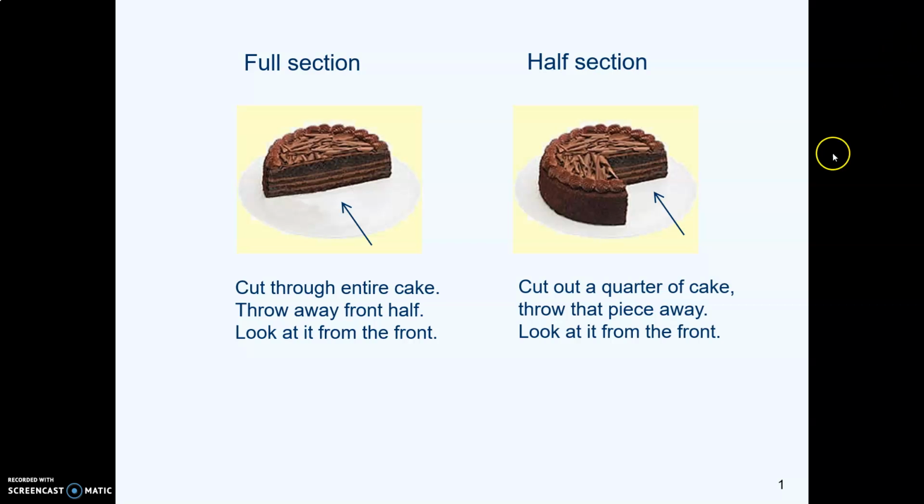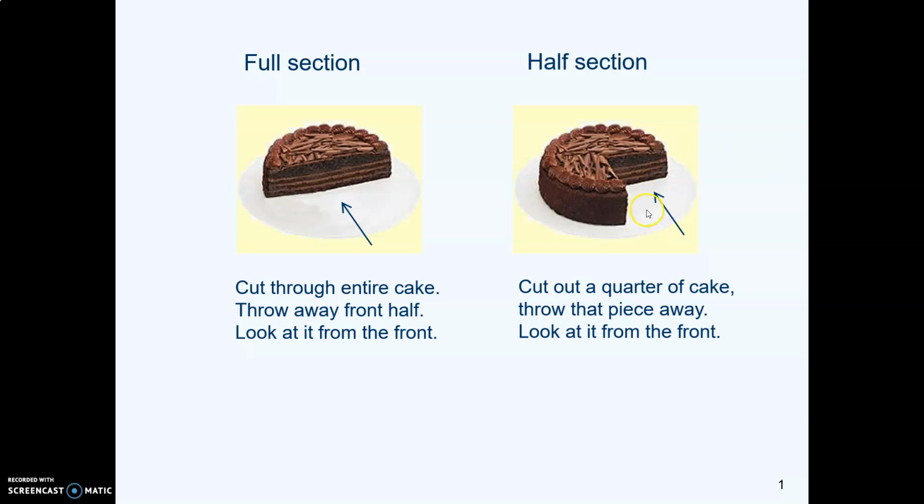Last time we looked at just cutting a full section through a part. Now we're going to look at a different kind called a half section. And forgive me for using such an unhealthy example. Nevertheless, in this unhealthy example, if you were to take a big old knife and just slice through the middle of the cake and throw away the front half, you would be looking at a full section. That's what we did last time.